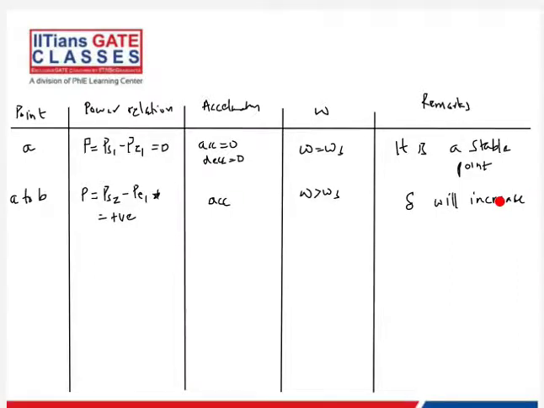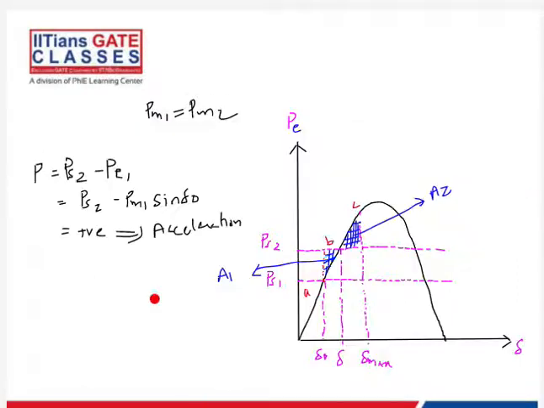So basically, when it is going from A to B, the mechanical input is always greater than the electrical output. So it will cause acceleration, and omega will be greater than omega s, and delta will increase.